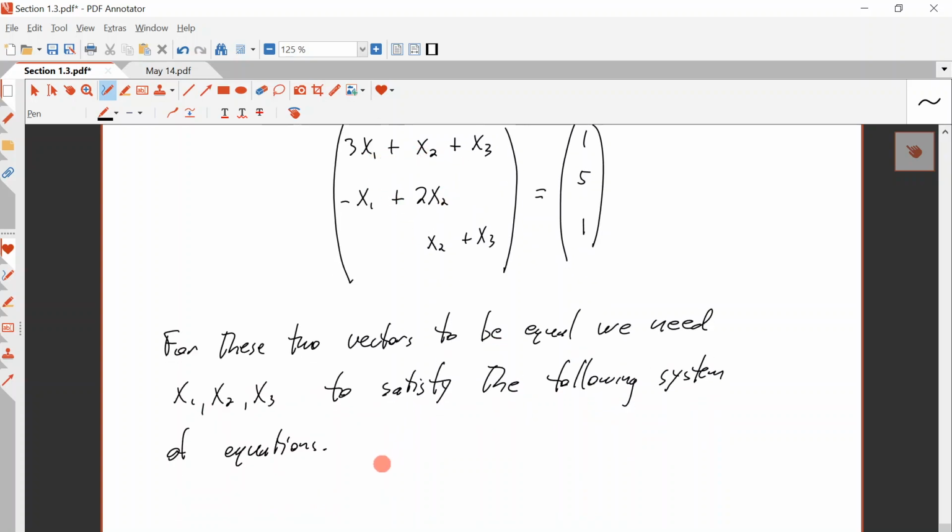3x1 + x2 + x3 = 1. Minus x1 + 2x2 + 0x3 = 5. And then x2 + x3 = 1.